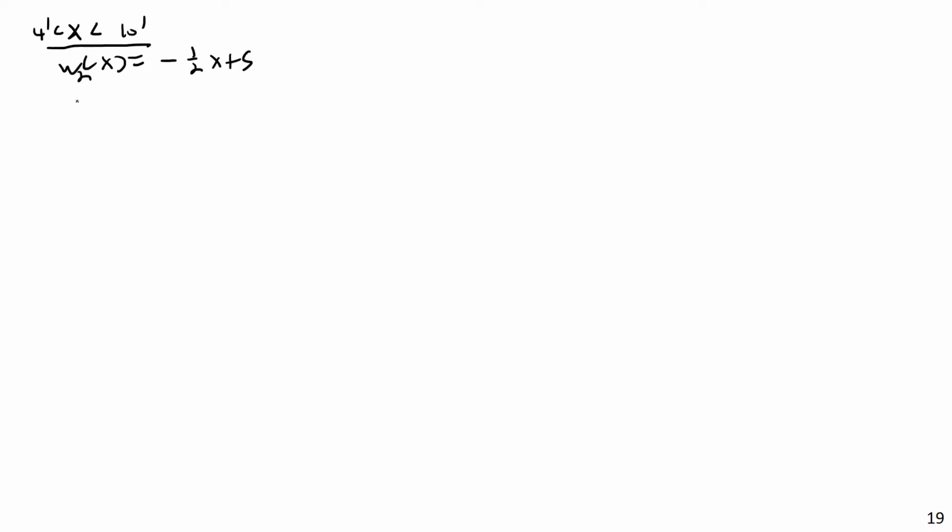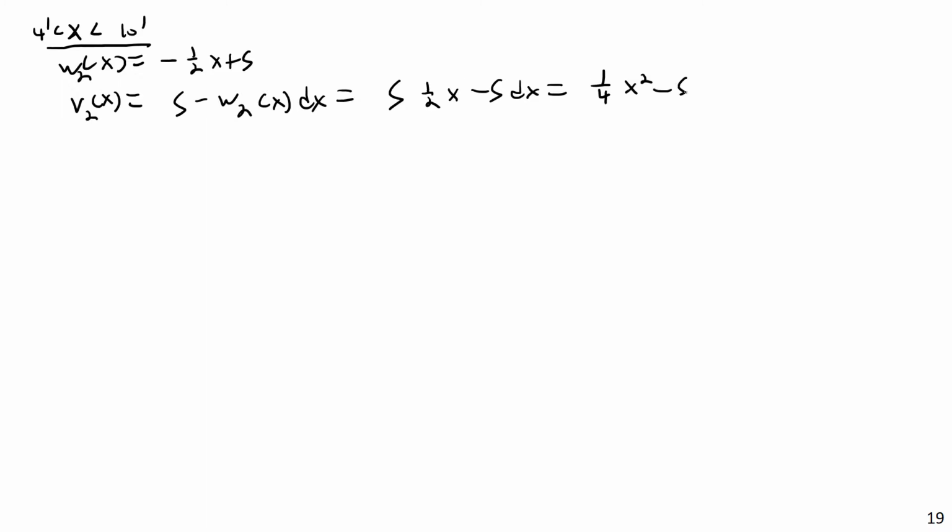Then I can say v of x, or if I want to be consistent, v2 of x, is equal to the negative integral of w2 of x dx. That would be the integral of 1/2 x minus 5 dx, putting the negative in, and that would come to 1/4 x squared minus 5x, plus, I'm going to call this C21, the first coefficient in zone 2.